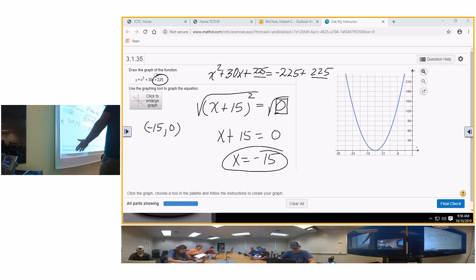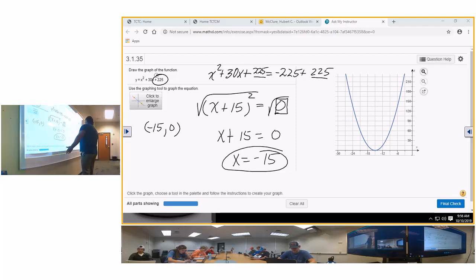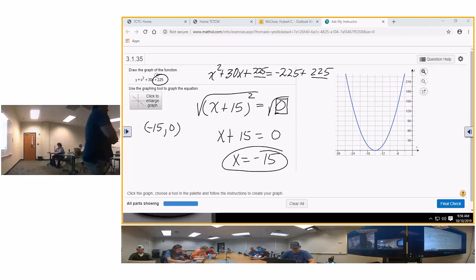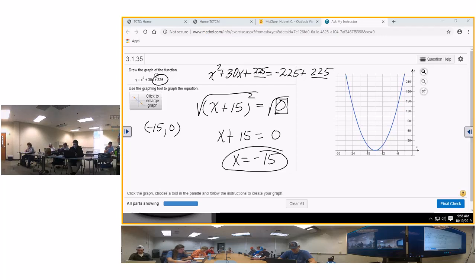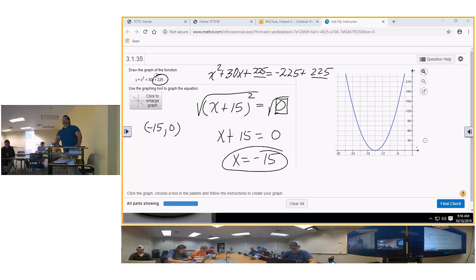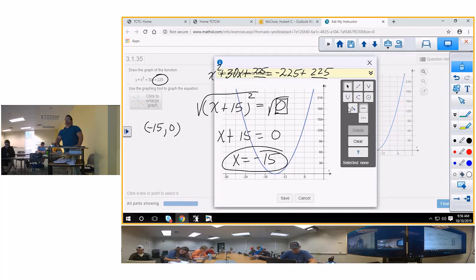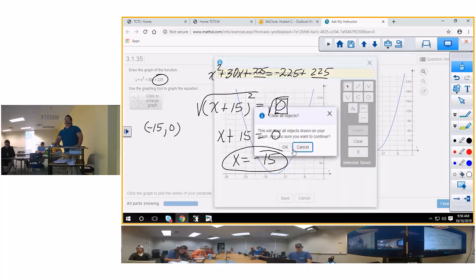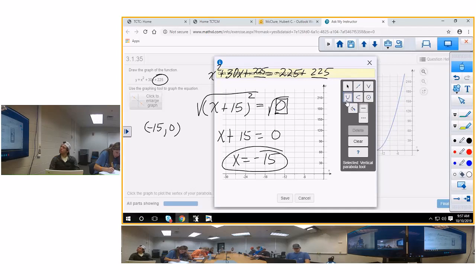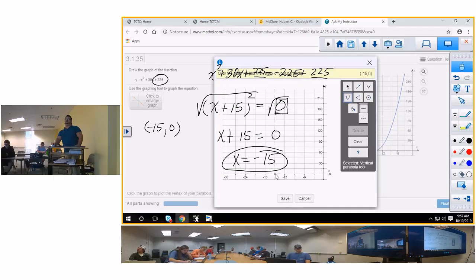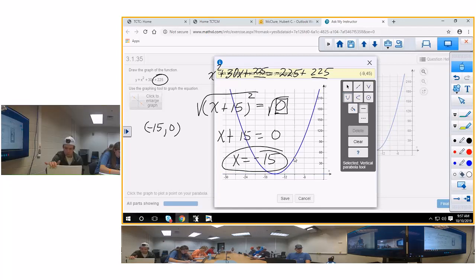They don't give you the y-intercept up here, so I don't know how you're going to graph that. That's what I ran into. That's why I sent that in. I guess you're going to have to plug in a number like 30 or 60, but I don't know how you're going to know that. Hit graph. We know our vertex is negative 15. They should put it on like intervals. There it is.